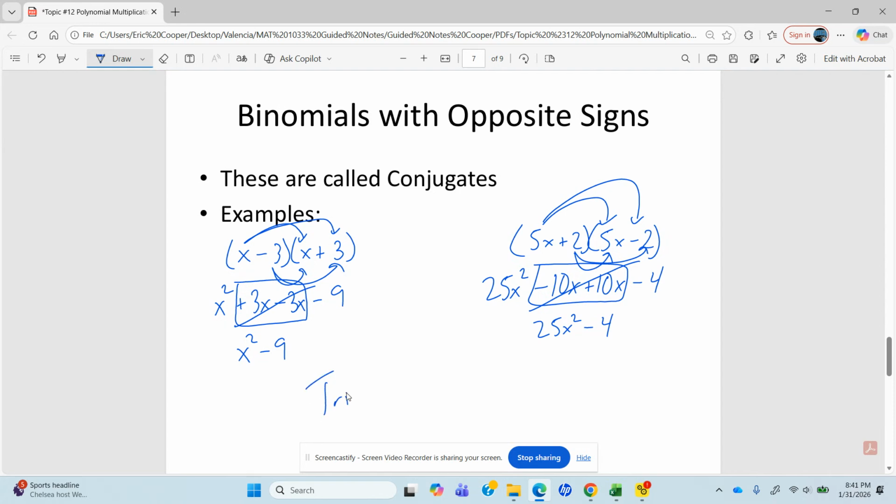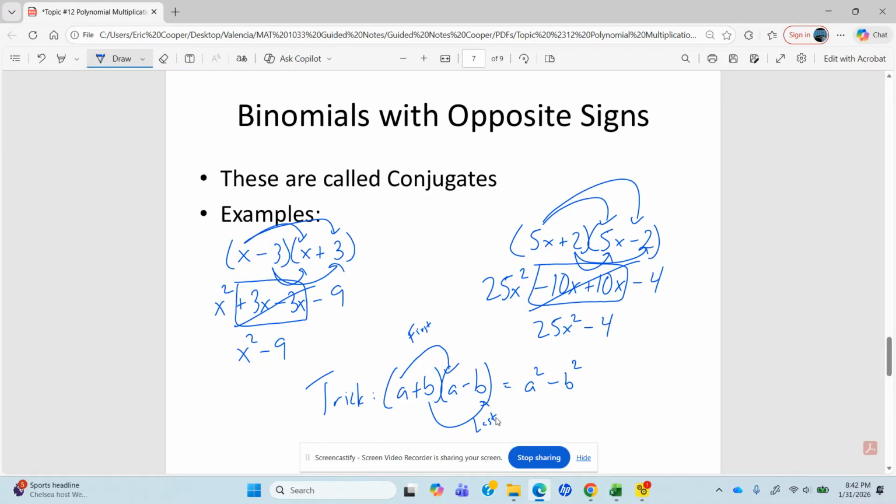So, if you want a little bit of a shortcut or trick, if you notice you have two binomials with opposite signs, then all you need to do to get the answer is do the first times the first and the last times the last. It should always come out with something minus something. You really don't have to do the middles of the binomial if you want. You only need to do the first and the last.